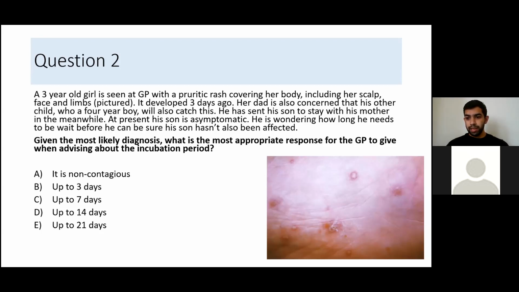Okay, so the most popular answer is half of you going for option C, 7 days, and then around 20% of you going for option D, and roughly 10% each going for the others. So the correct answer in this case is actually E. The diagnosis here is chickenpox, and you can see here some vesicles at different stages. Some have dried over, crusted over, some have burst.